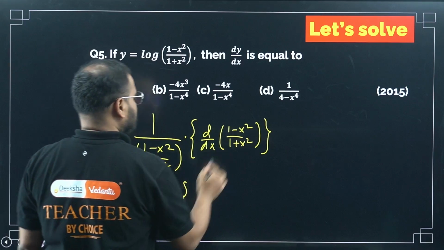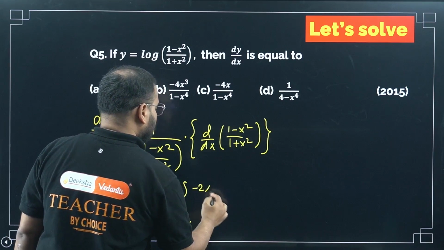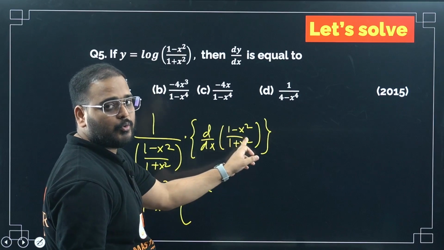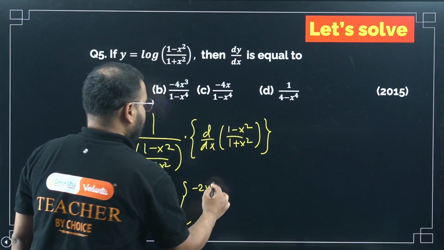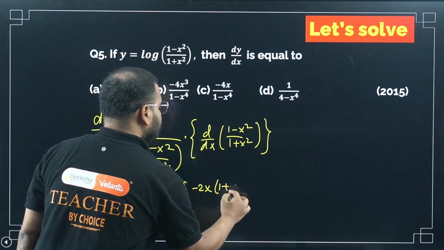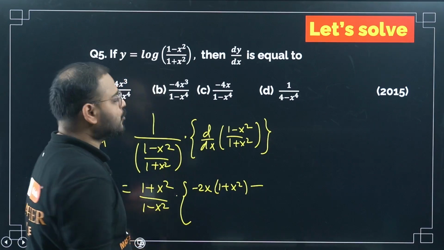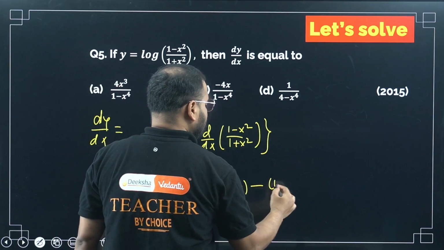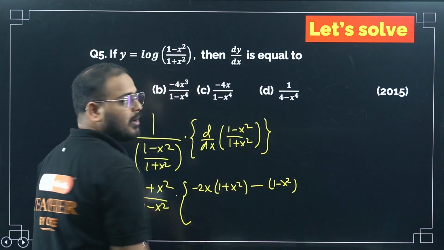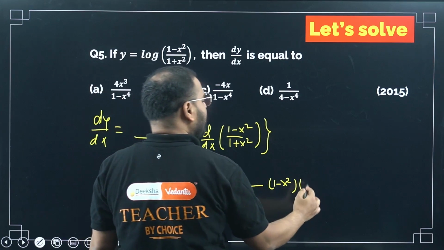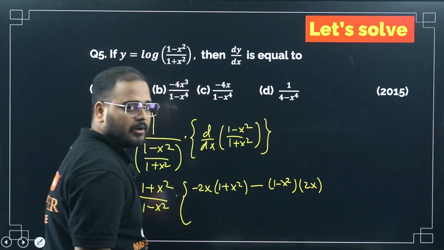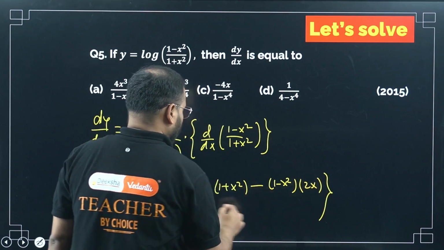So let me do it for the first numerator. I'll get this as minus 2x. Correct now? 1 will be 0, minus x square will be minus 2x. And I'll keep 1 plus x square as it is. Correct? A minus sign will come for the quotient rule. I'll keep 1 minus x square now as it is, and do for 1 plus x square. How much is that? Simply 2x. Correct?